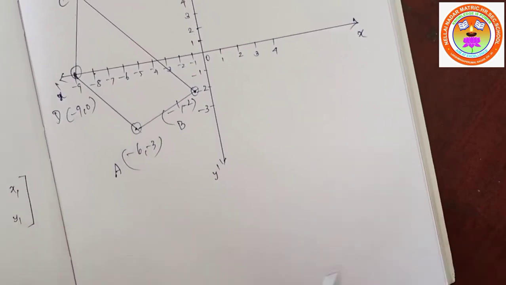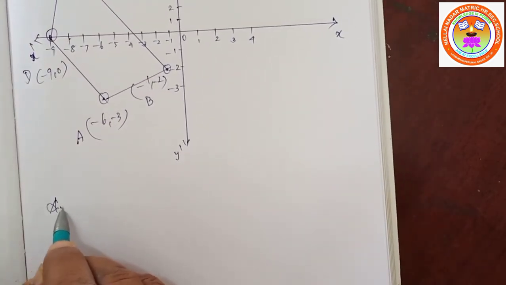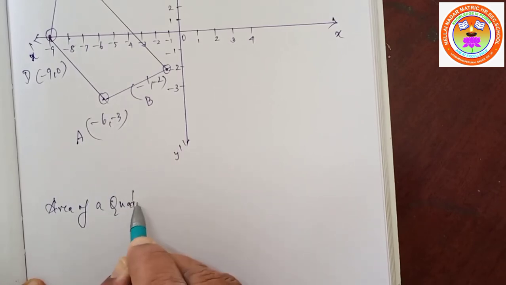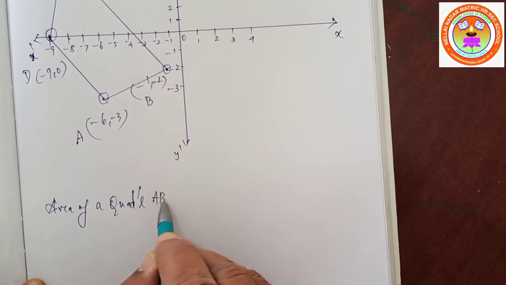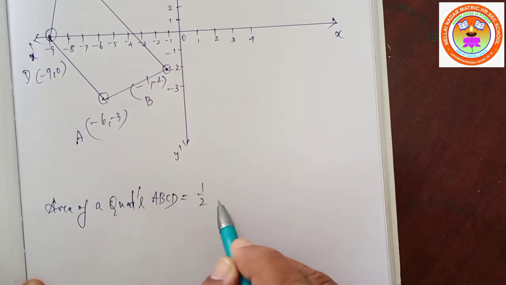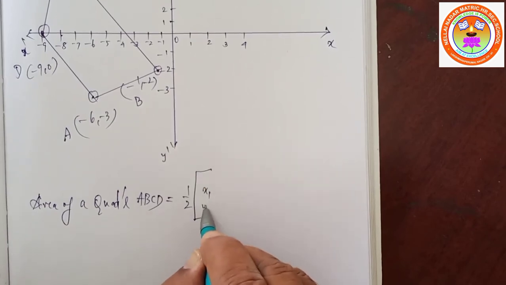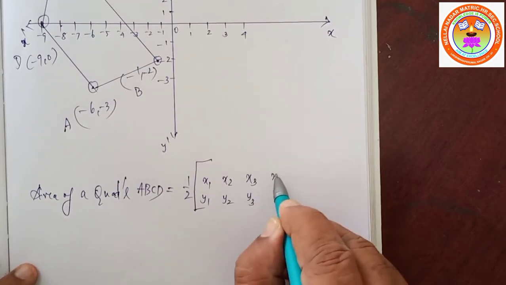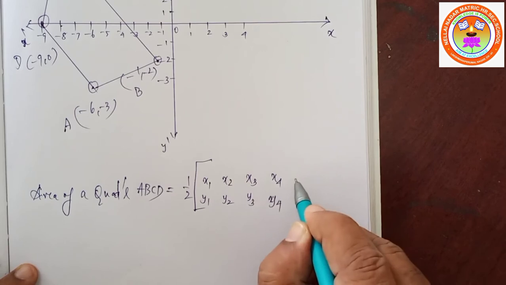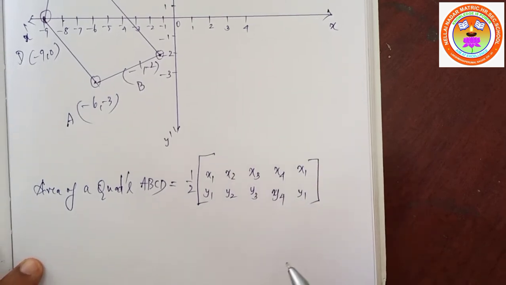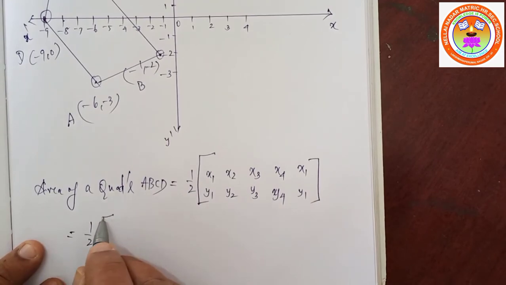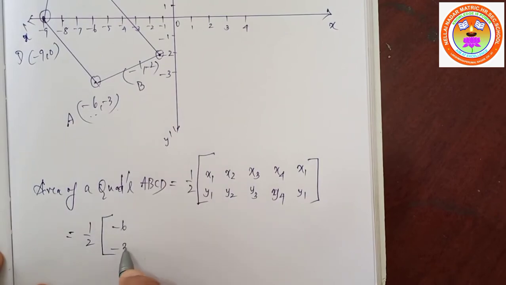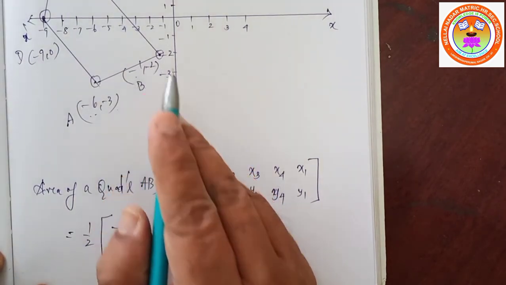Now write the formula for the area of a quadrilateral. Area of quadrilateral ABCD equals half, x1 y1, x2 y2, x3 y3, x4 y4. Again you have to write x1 y1. That is equal to half, x1 y1 from A, that is minus 6, minus 3. x2 y2 from B, minus 1, minus 2.